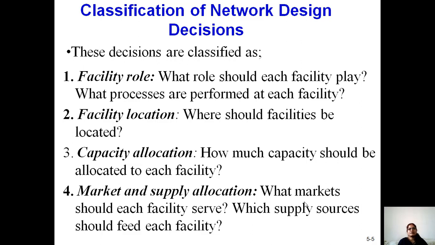Network design decisions are classified as facility role, facility location, capacity allocation, and finally market and supply allocation decisions. Facility role decisions answer the question: what role should each facility play? Based on the processes performed, a facility can be a manufacturing or storage facility. Within storage facilities, it can be a retail facility or a wholesale facility, based on whether it is used for small or large storage.